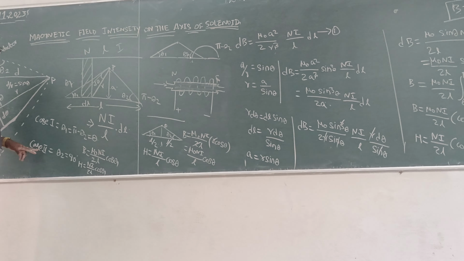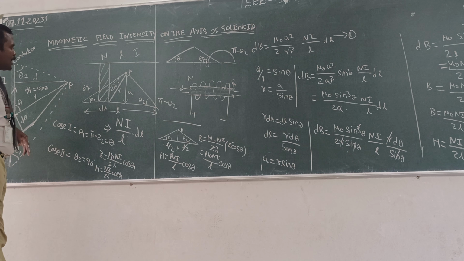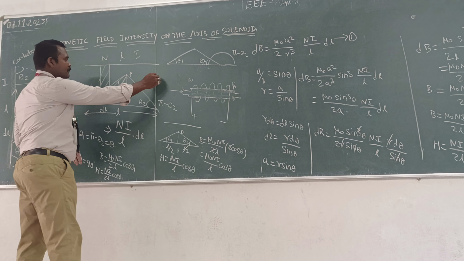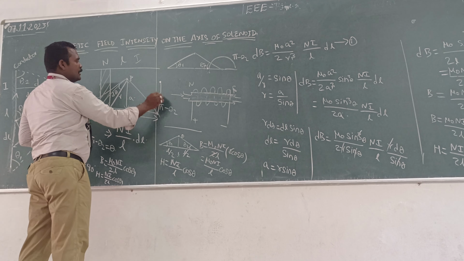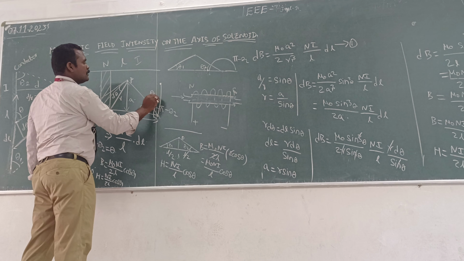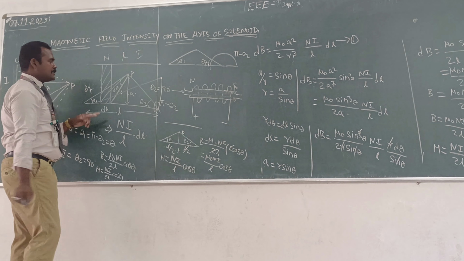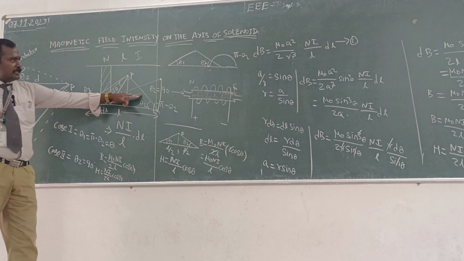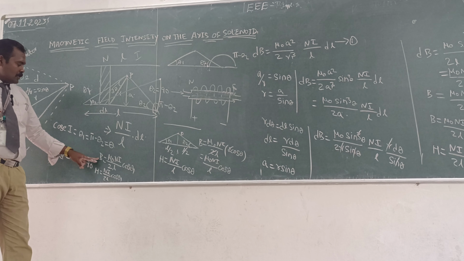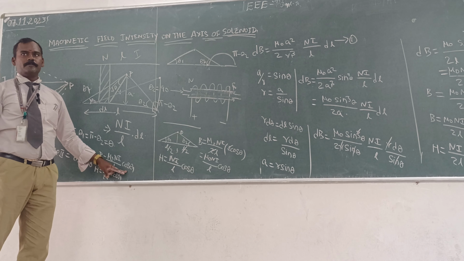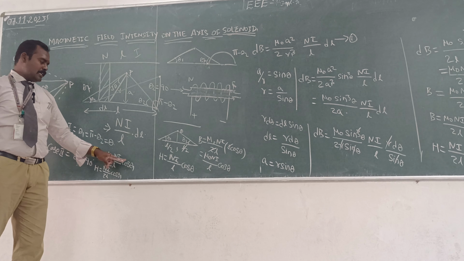Now the second case. If you consider the point P at the end of the line, if you consider point P here, theta 2 is 90 degrees, then theta 1 will change. That is the second case. So theta 2 is 90 degrees, and cos 90 is 0. So theta 1 alone will come, right? So B should be equal to mu naught into N I divided by 2L cos theta 1.